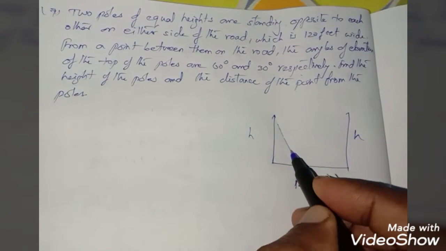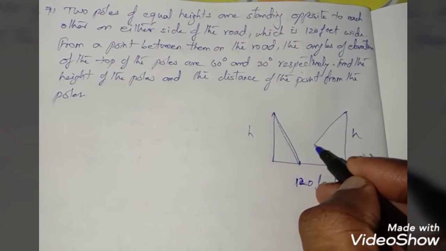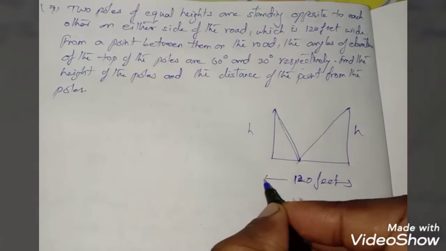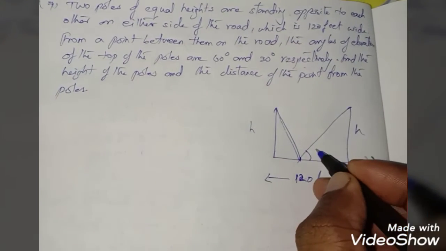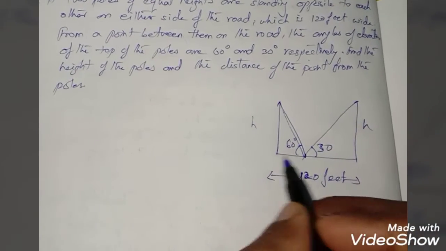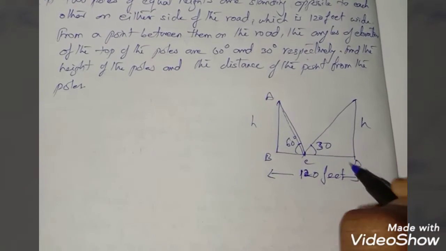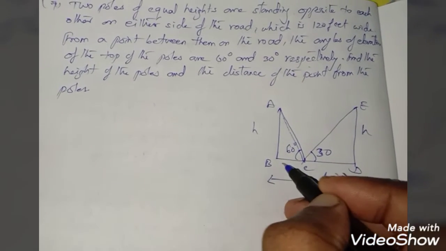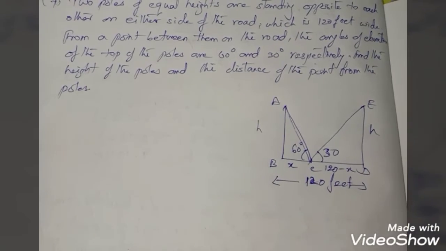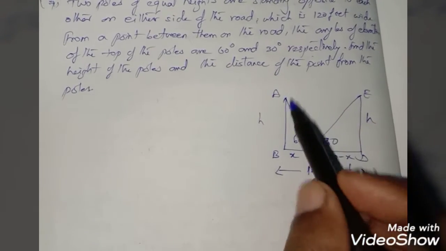Suppose let us take this one here as the 60 degree angle of elevation and this as the 30 degree angle of elevation, where the distance between the first pole and the second pole is 120 feet. This is your 30 degree and this is your 60 degree. We don't know what is the distance between these two. So let us denote as A, B, C, D and E. Let us take BC is equal to X, so that CD will be 120 minus X. Right, now after denoting all these values, consider one of the triangles.